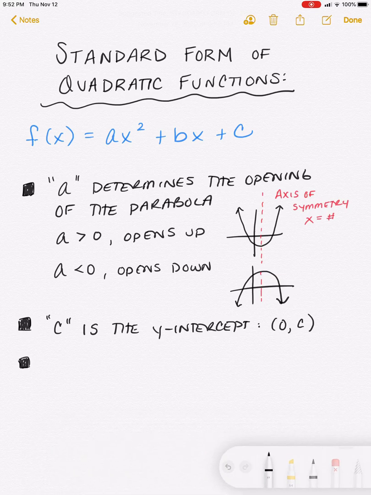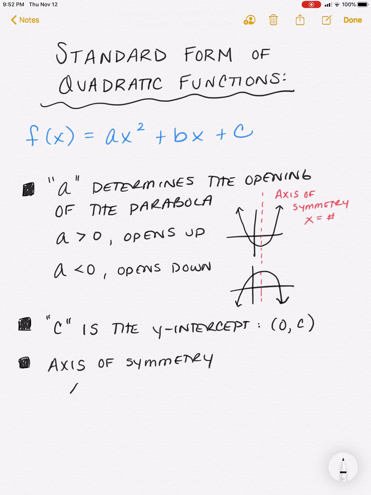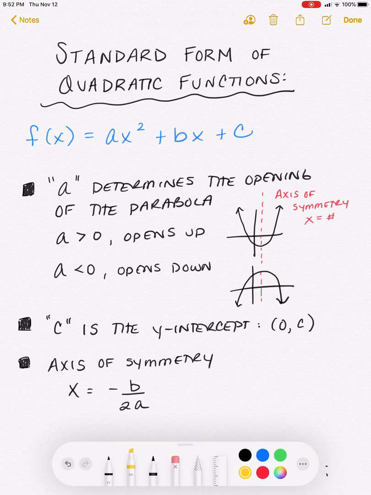And so we can get that axis of symmetry from the coefficients in standard form. And so the formula that we're going to use is x equals the opposite of the b term divided by 2 times the a term. So if we look up here at our standard form, it's the opposite of the b term divided by 2 times the a term. And we get those right there from the equation.